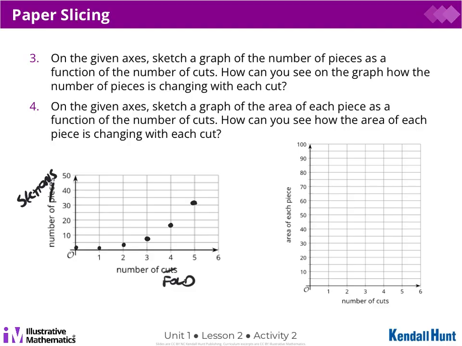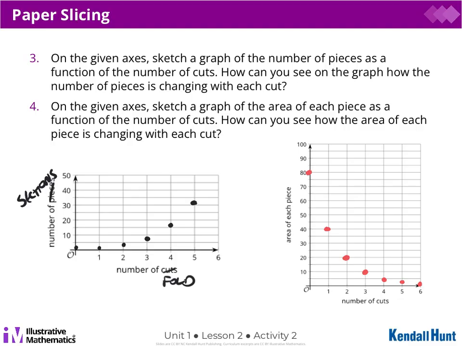And so now, for our area, we started at 80. After 1 fold, we went to 40. After 2, we went to 20. After 3 folds, we went to 10. After 4 folds, we went to 5. Then 2.5. Then 1.25. And so we have 2 separate graphs. They're doing different things. So let's describe these graphs.